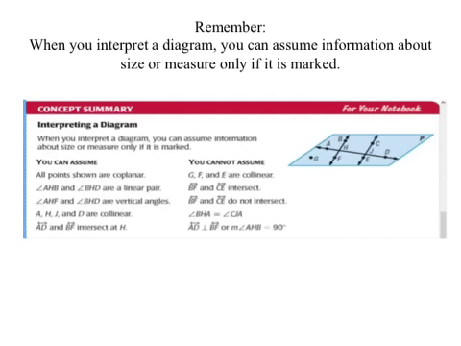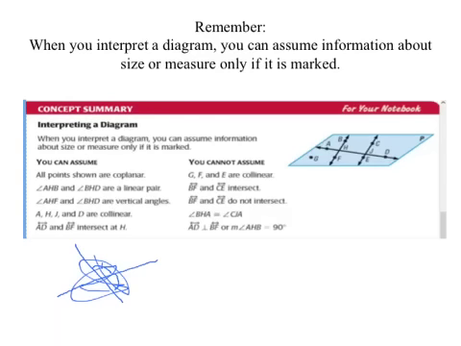All right, here's a little reminder. When you interpret a diagram, you can assume information about size or measure only if it is marked. Okay? You guys quite often will see two lines intersecting and assume that these are equal, but they are not. That was from the last test. A lot of people made that mistake. So, read through this concept summary.